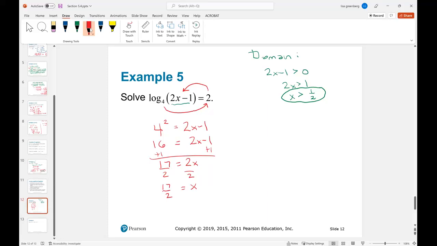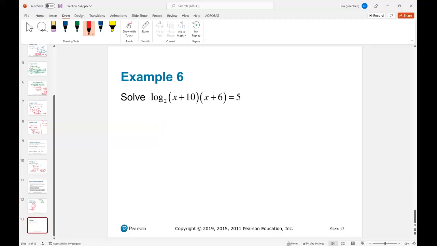17/2, which is really the same as, you can probably put it in as a fraction, but if you like, this is 8.5. 8 is 16, so I have a half more. That is in the domain, so we're in good shape, right? Then I want to check if that's an extraneous solution. Well, it can't be an extraneous solution because it is greater than 1/2. So my final answer, I think they probably want a fraction, so the answer would be 17/2. Okay?